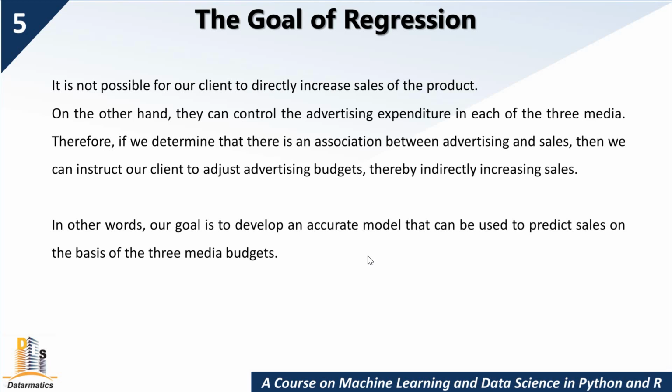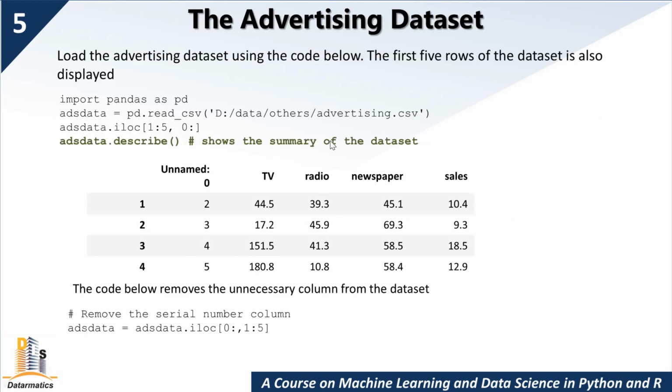So the first thing we need to check is, is there a relationship between budgets for this advertising media and sales? Because we can't just assume there is a relationship. We need to determine, is there a relationship between these two items? And that is one of the goals of linear regression.